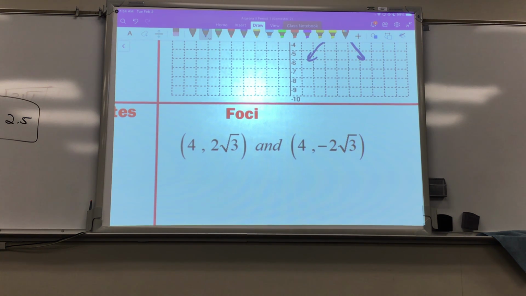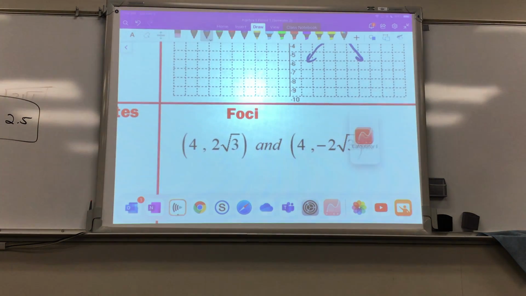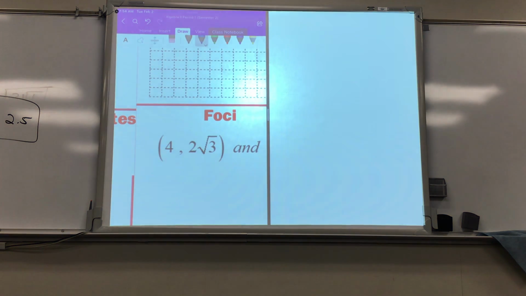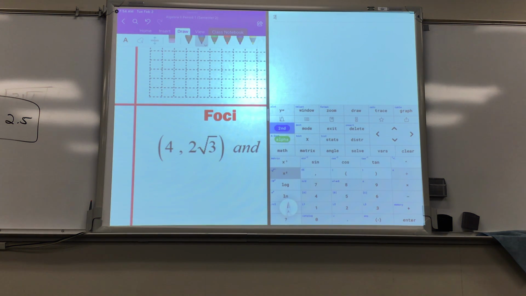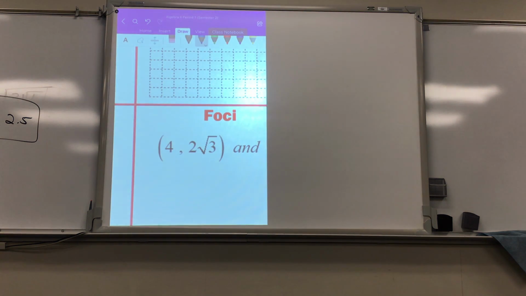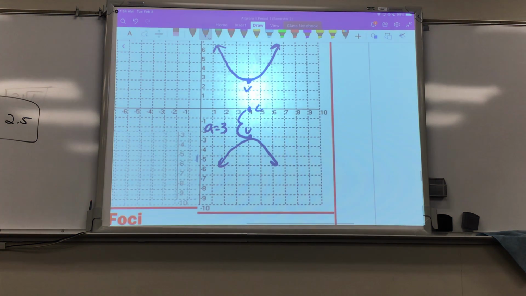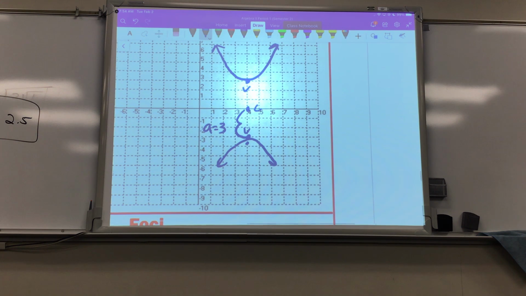4, 2 root 3, 4, negative 2 root 3, 2 root 3. 2 square root 3, about 3.5. So that puts it about there, about there. Here's my foci. What is that distance? It's about 3.5, right? What's the exact distance though?